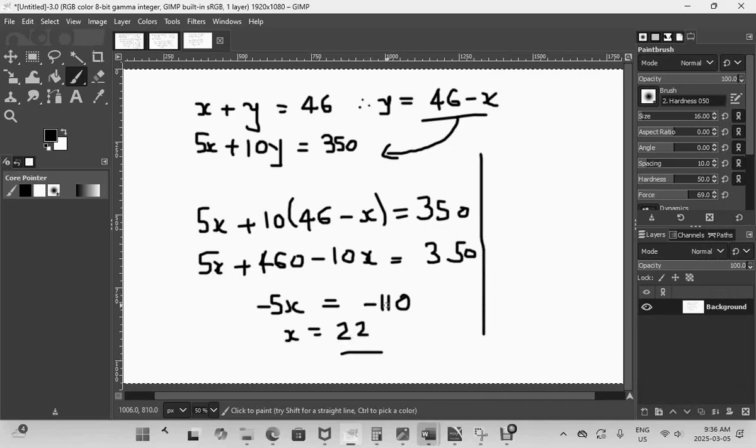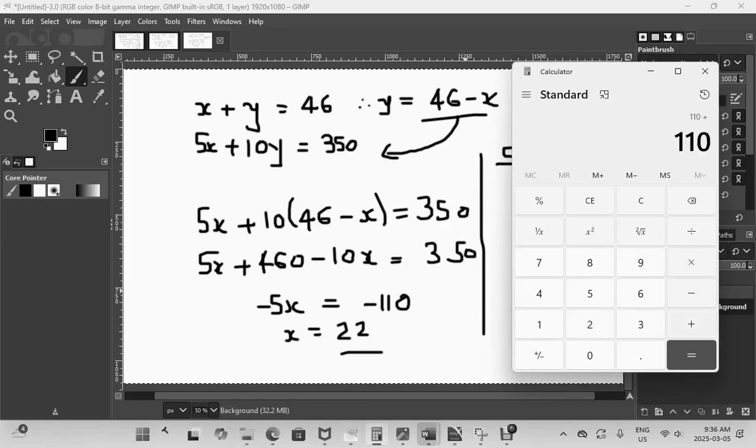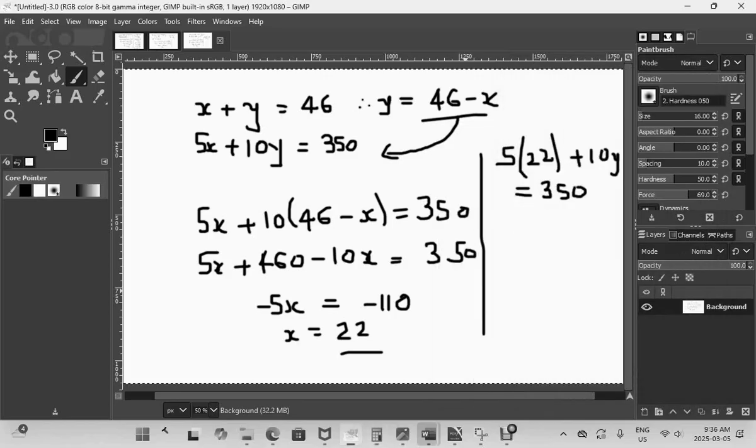Now we have the value for x. What you want to do is figure out the value for y. You can sub in the value for x in either one of these two equations. So we know that 5x, so 5 times 22, plus 10y equals 350. You rearrange this equation and simplify it. 5 times 22 will be 110, so 110 plus 10y equals 350.